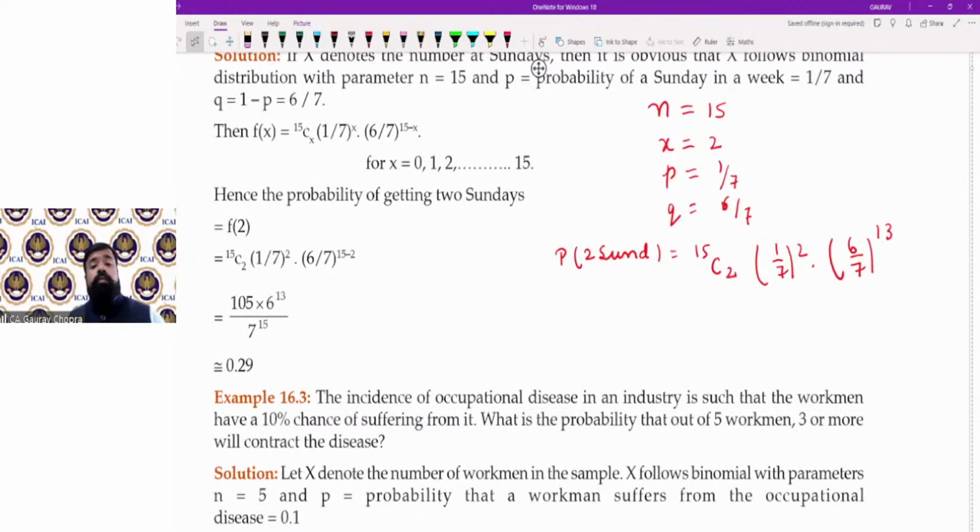So all these powers you have to calculate on your calculator. So 15C2, you can easily simplify 15 into 14 by 2, then 1 by 49, and then first divide 6 upon 7 and then find the power. Okay, first divide them and then find the power.